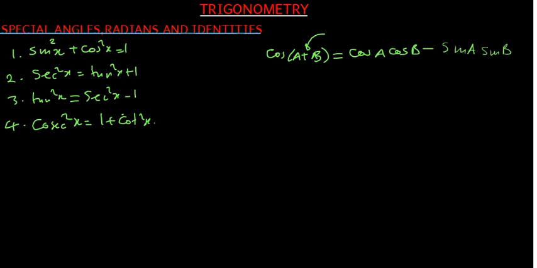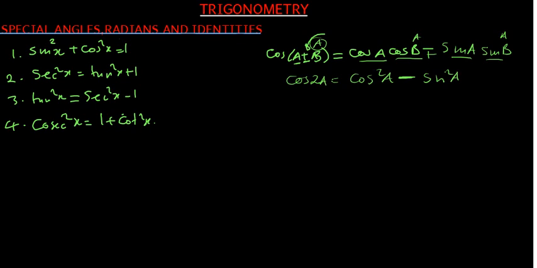So if we add a negative here, then it would have been a positive there. Now from this, if we use another A here, that means everywhere we can see a B, we are going to use an A. A plus A gives us 2A. So cos 2A is going to be equal to cos A times cos A, which is cos squared A, and then minus, because we had a plus here, so it will be a minus here. Minus sin A times sin A, which gives us sin squared A.